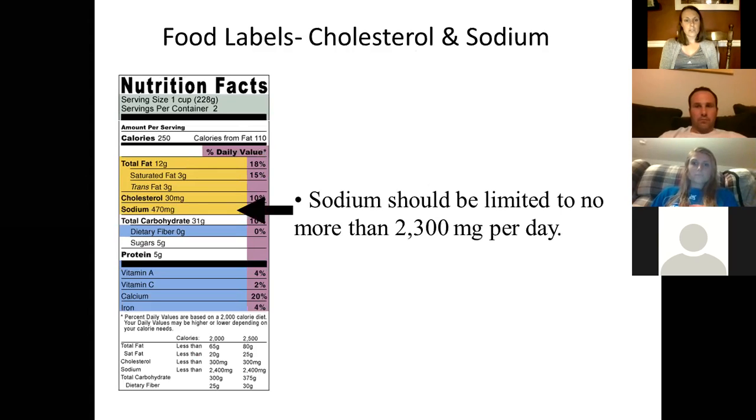So you really want to keep your eyes on that. If you're eating something that's highly processed, it's usually going to be very high in sodium. And again, if you have a history of high cholesterol, high blood pressure, heart disease in your family, this is a number that you usually want to minimize.